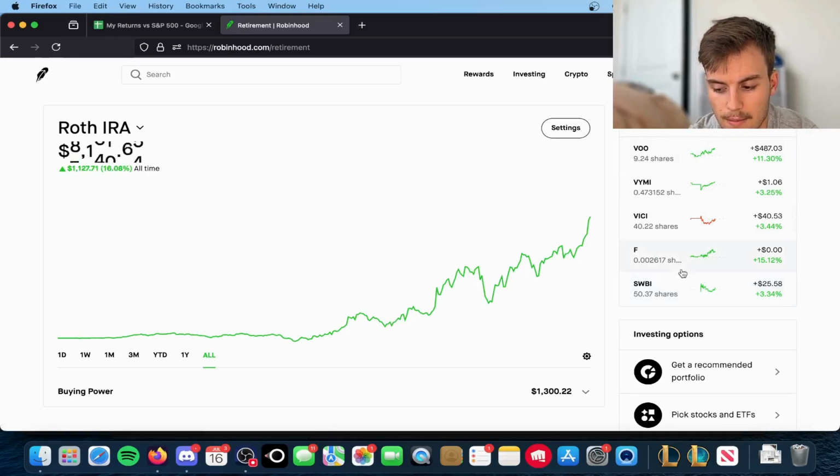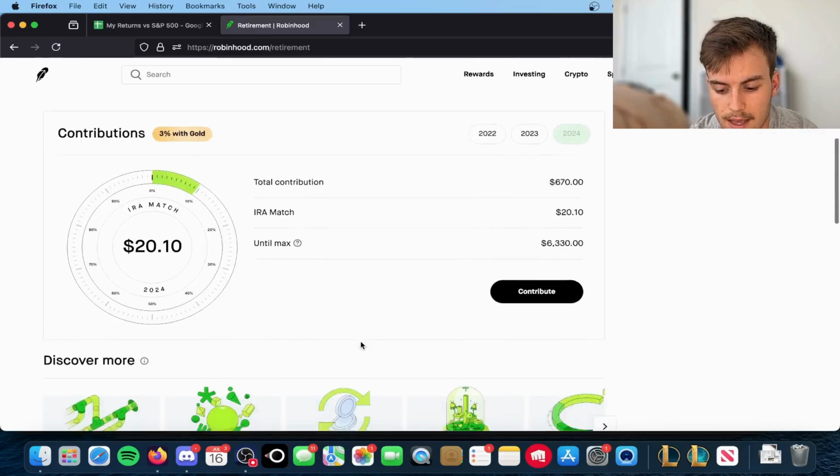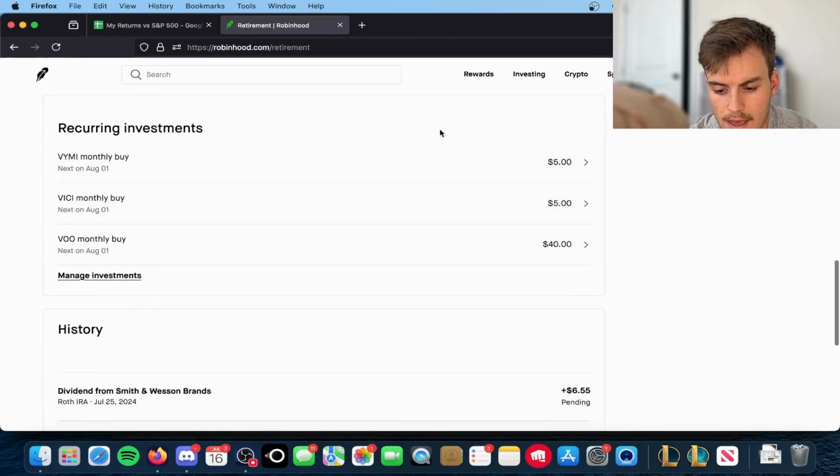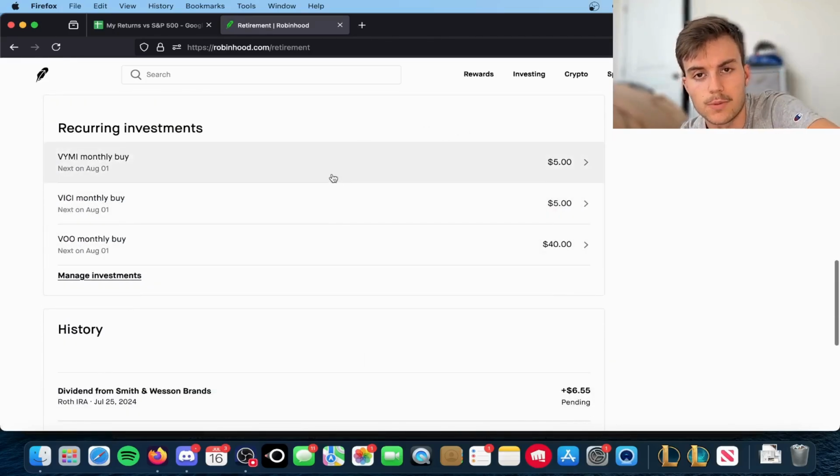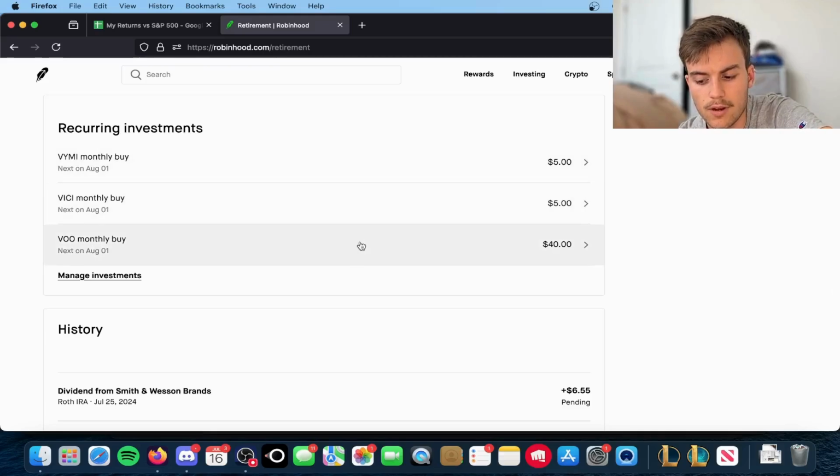And the way that I'm adjusting these going forward is that I currently have a $50 a month contribution into this account, $40 of that, so 80% goes into VOO. And then I have 10% in Vici and 10% in VYMI. These are the only positions I am actively continuing to buy.